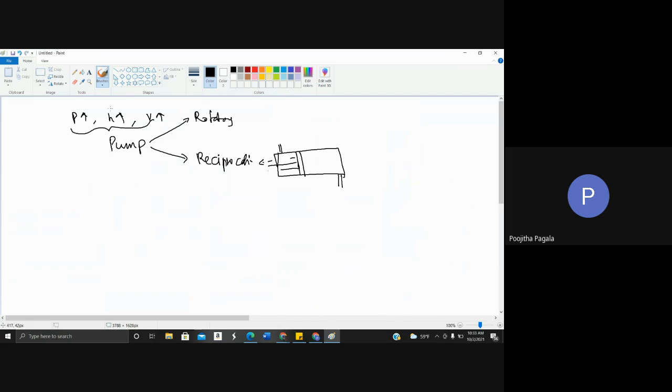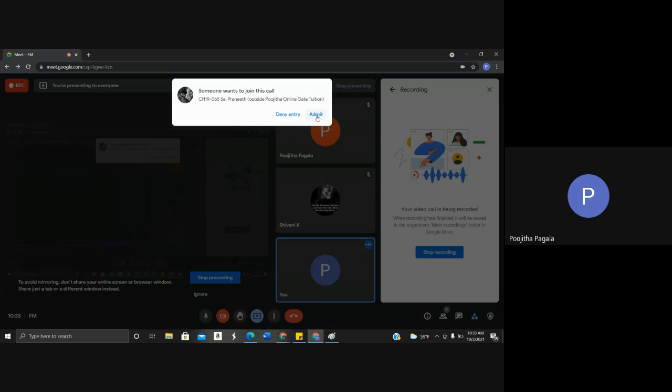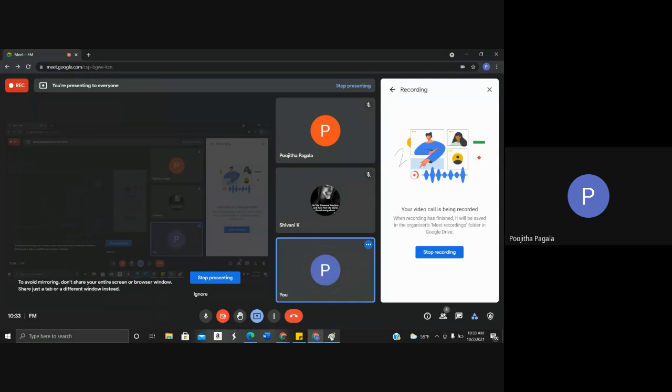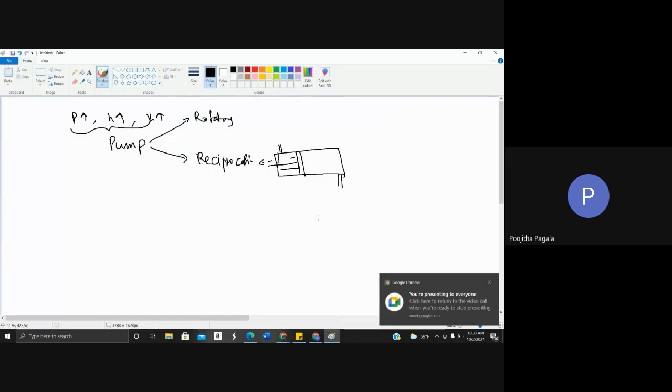So today we'll discuss pumps. Pumps are devices which can increase the energy of fluid, which add energy to fluid. Which means they can either increase the pressure, increase the elevation, or increase the velocity of the fluid, or all three.